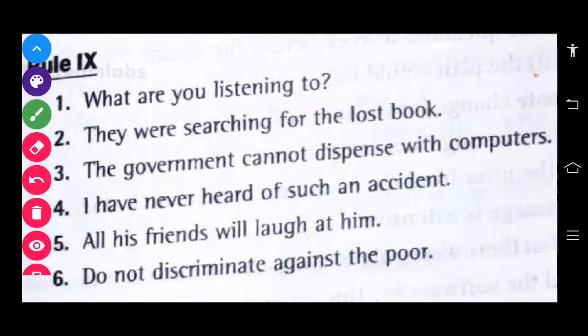This is the participle and gerund part. Now you have to answer all these questions. After completion of answering all these 6 questions, I would like to wind up today's class. Okay, right?